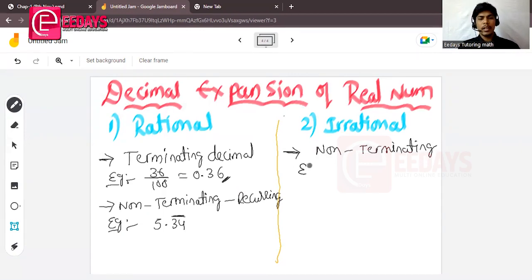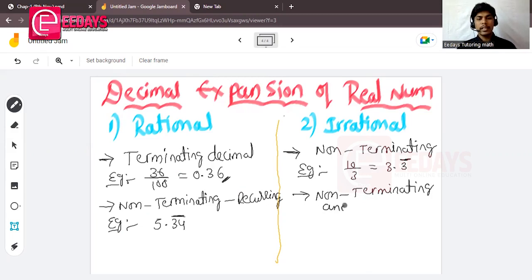For example, previously we took 10 by 3, right? 10 by 3, you get 3.3 bar, which is non-terminating but recurring, so it comes under rational numbers. Irrational numbers are non-terminating and non-recurring.